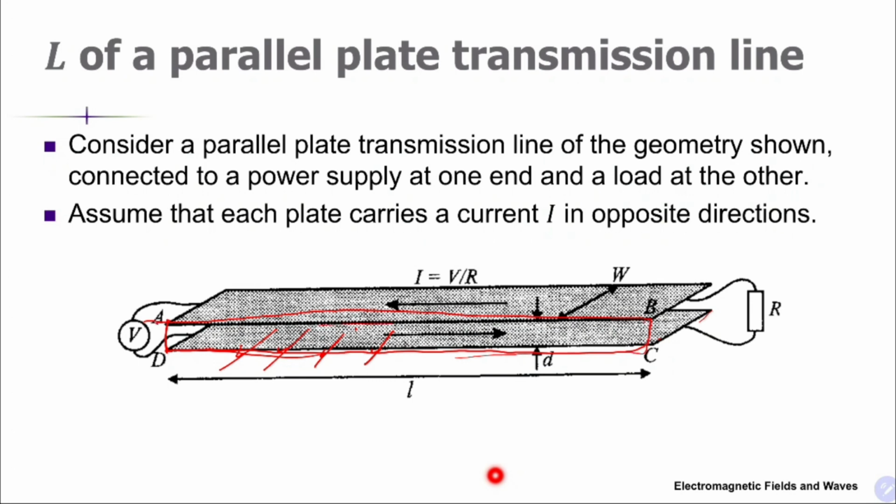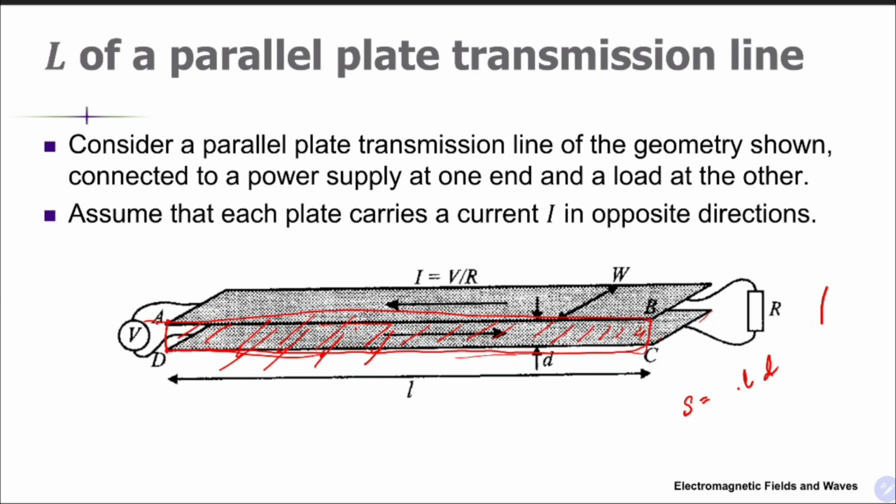And the area of this plane is L times W. Okay, I use S, which will be W times L. Okay, so that will be this area. No, it's L times D, correct? Not W, it's L times D, which is this area A, B, C, D. Okay, so DC is L, BC is D. This separation here is D, therefore this area is L times D.